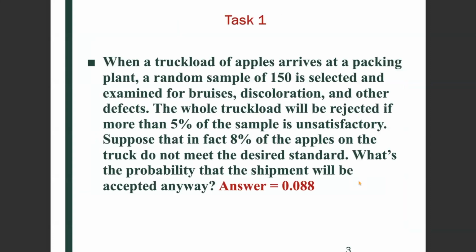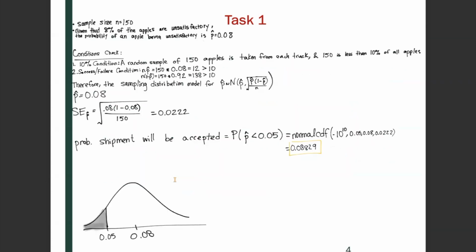Task 1. When a truckload of apples arrives at a packing plant, a random sample of 150 is selected and examined for bruises, discoloration, and other defects. The whole truckload will be rejected if more than 5% of the sample is unsatisfactory. Suppose that, in fact, 8% of the apples on the truck do not meet the desired standard. What's the probability that the shipment will be accepted anyway?